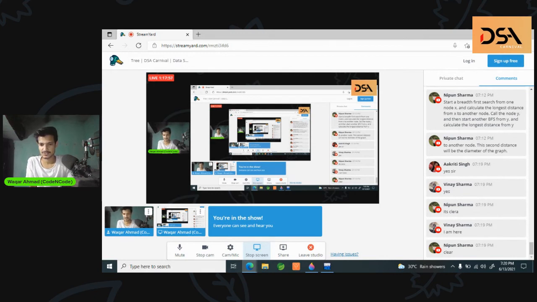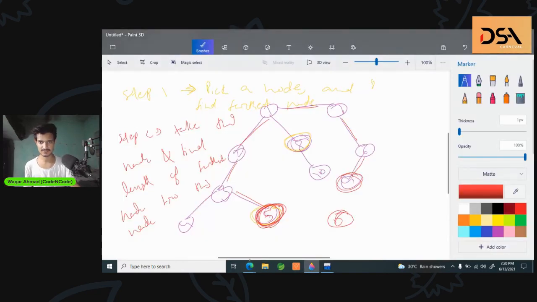Since I've got a response that we are clear, we know how to find out the diameter using DFS. There is one more approach, using DP, and that is also interesting.